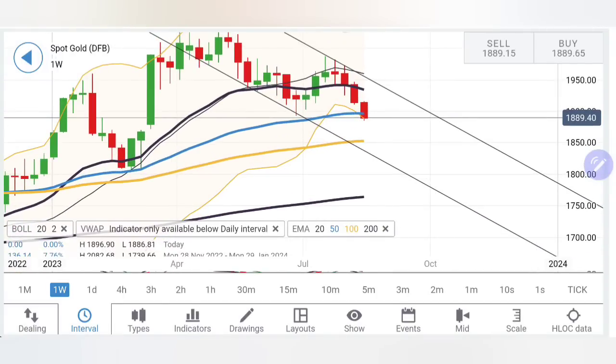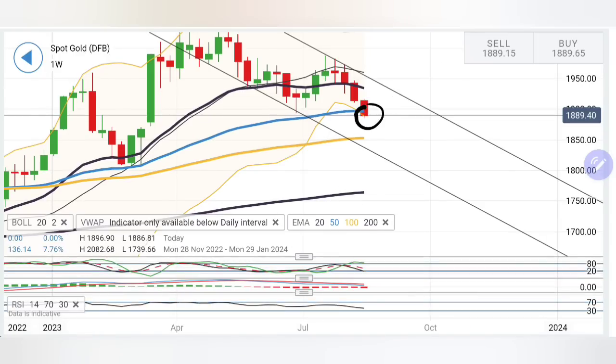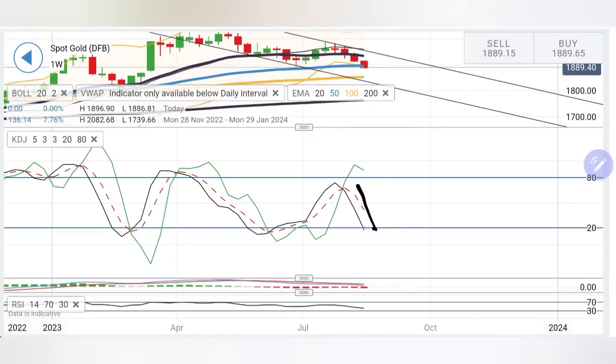And what it could try to do is fill the gap at 1870, 1860, and then achieve the 20 weeks average at around 1860 levels, touch those levels and bounce back towards the end of the week. We can expect that also. Closing within the Bollinger Bands is something which I expect. So this is something you should note. Stochastic has dropped.